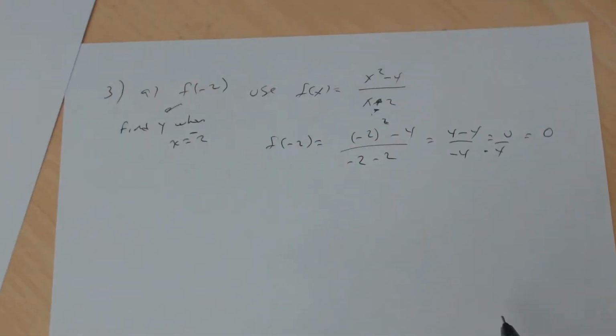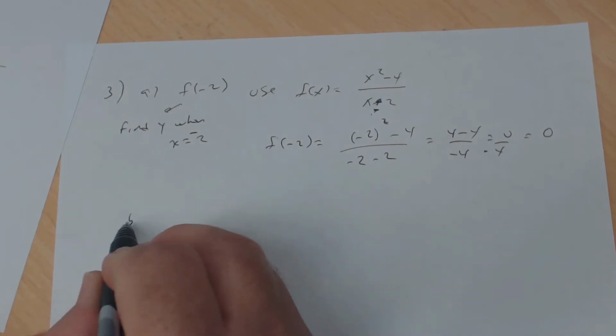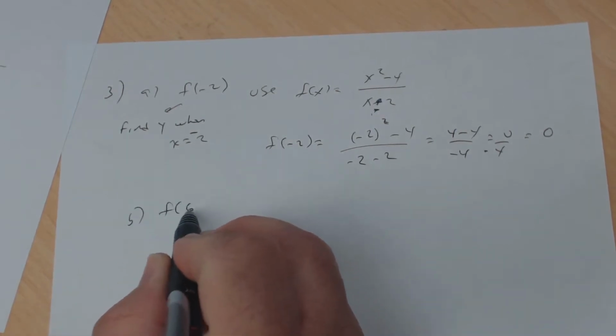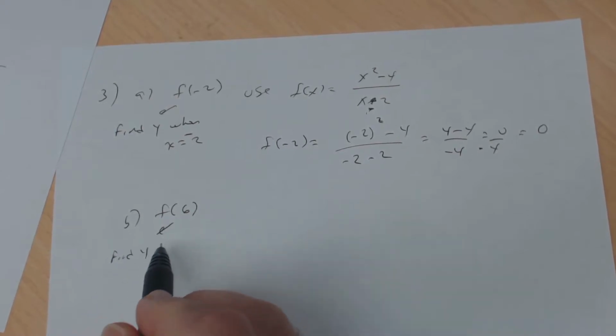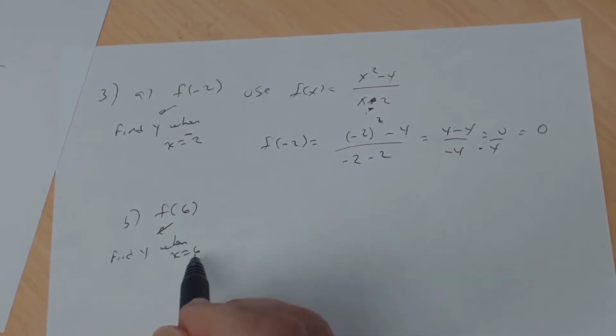Let's talk about f of 6. So in B, to find f of 6, same idea. This says find y when x equals 6.